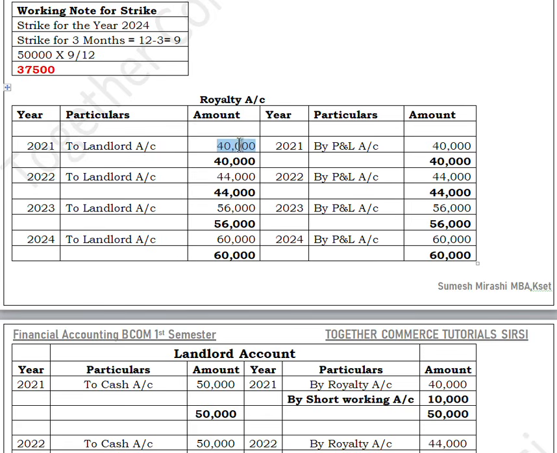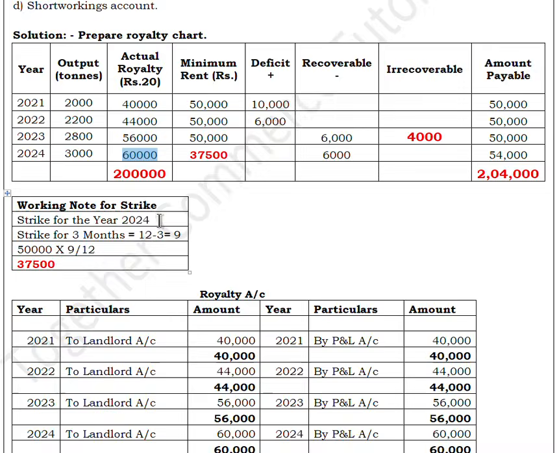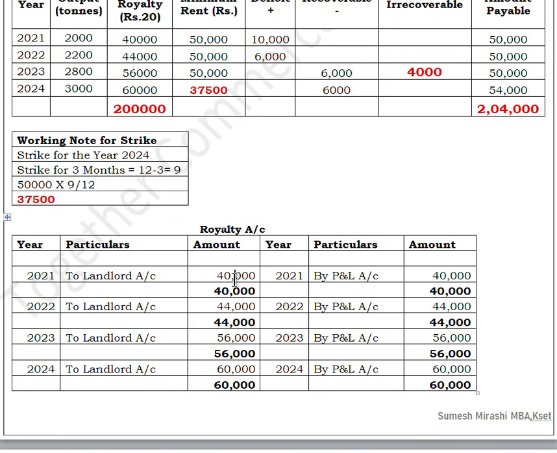If you see the amounts here, I have taken all the amounts from the royalty column itself. So for the royalty amount, you have to see the royalty column: the first year's royalty is 40,000, the second year's royalty is 44,000, 56,000, 60,000. Here it's nothing but a copy paste of that.